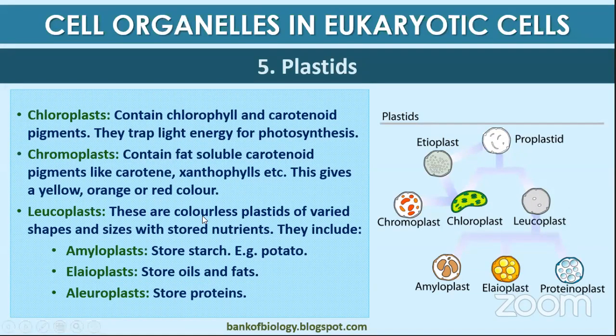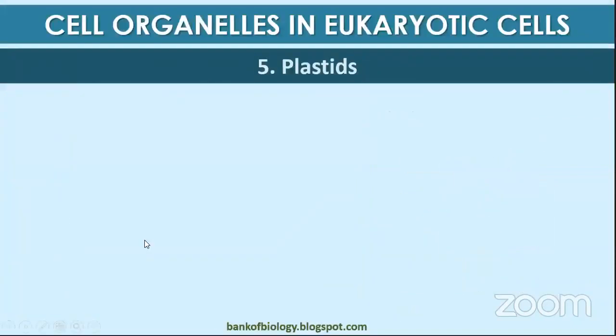Chloroplasts contain chlorophyll, remember this, and carotenoid pigments, and they trap light energy for photosynthesis. Chromoplasts contain fat soluble carotenoid pigments like carotene, xanthophylls, etc. They give yellow, orange, and red color. Leucoplasts are colorless plastids of varied shapes and sizes with stored nutrients. They include amyloplasts, which store starch, example potato; elaioplasts, which store oil and fats; and aleuroplasts, which store proteins. So remember this, very important for NEET.